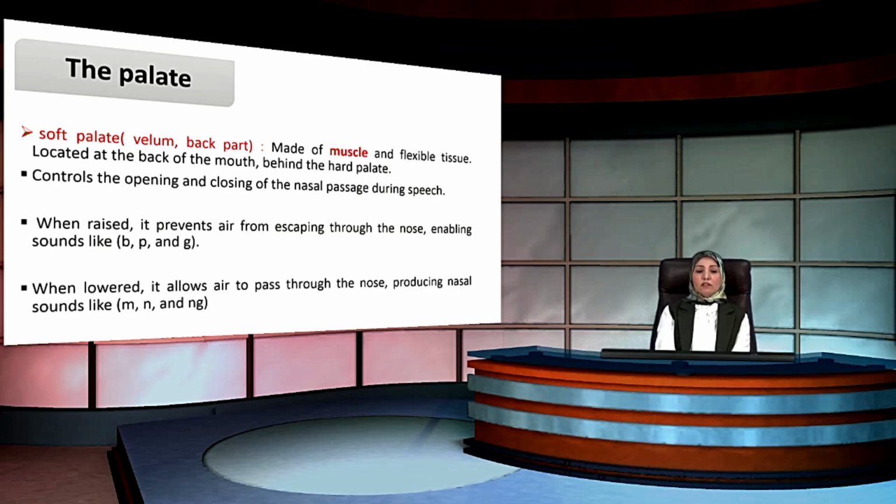While the soft palate, the back part, made of muscle and flexible tissues, is located at the back of the mouth behind the hard palate, and controls the opening and closing of the nasal passage during speech. When raised, it prevents air from escaping through the nose, enabling sounds like b and g. When lowered, it allows air to pass through the nose, producing nasal sounds like n and ng.